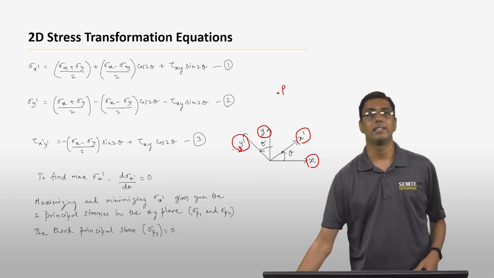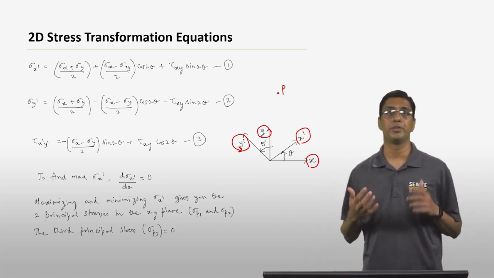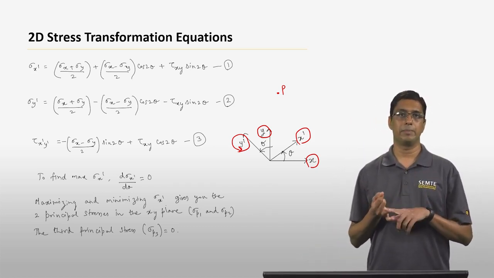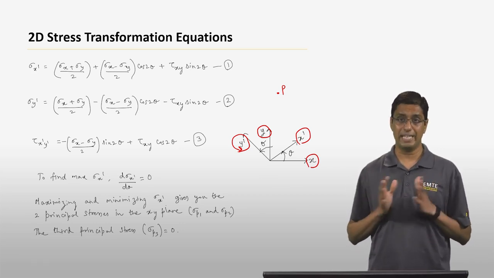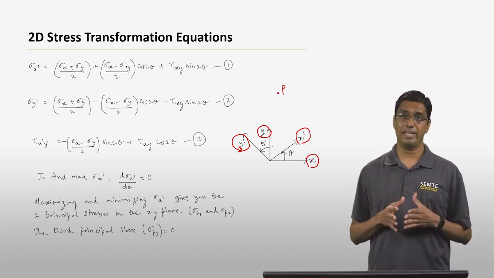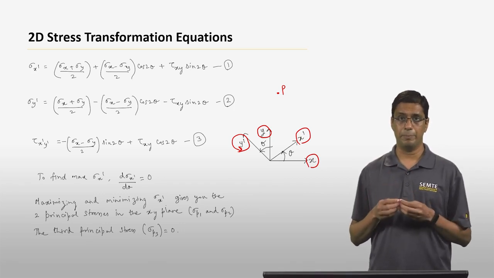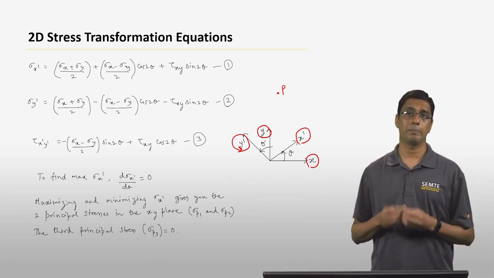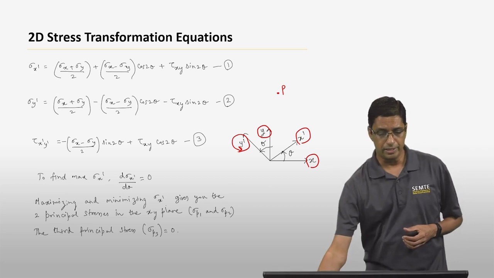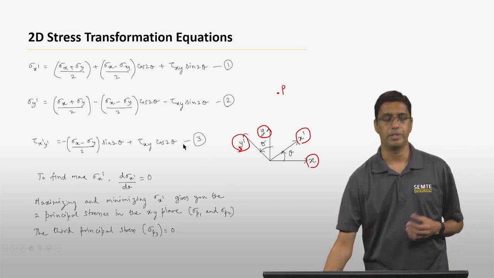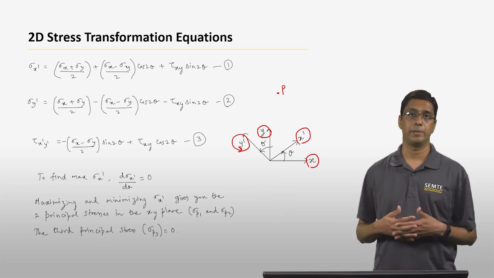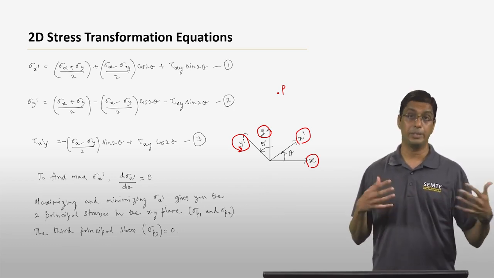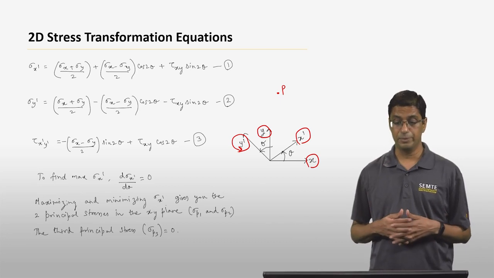Okay, and the stress transformation equation. So if you know sigma x, sigma y, and tau xy at this point P, for the xy coordinate system, you can find the stress at the same point P in the x prime, y prime coordinate system using these equations 1, 2, and 3. So essentially sigma x prime is sigma x plus sigma y by 2 plus sigma x minus sigma y by 2 times cosine 2 theta plus tau xy sine 2 theta and so on.